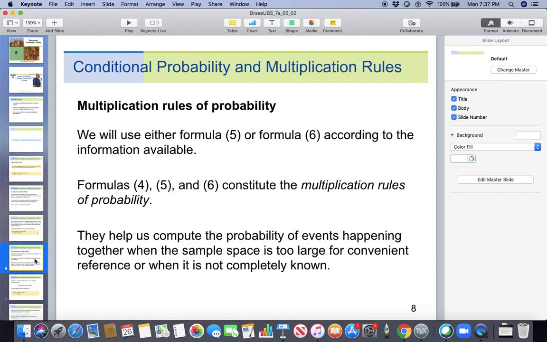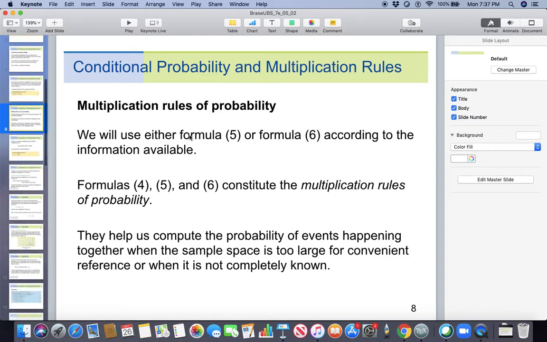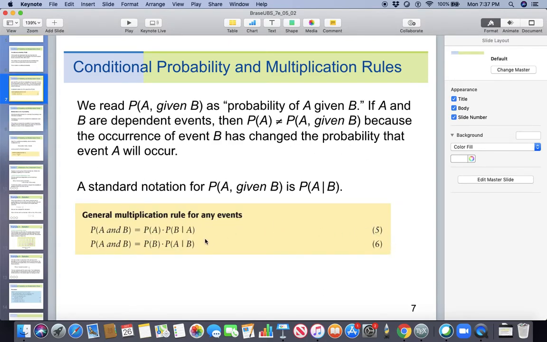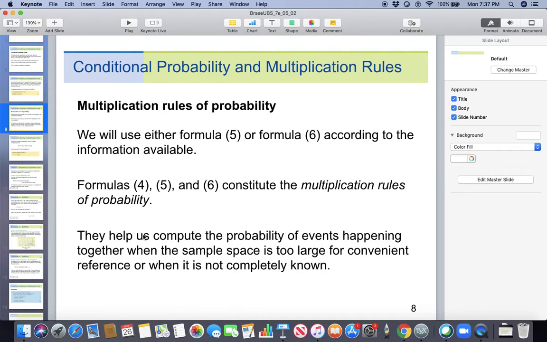All right. Now, multiplication rules for probability. We will use either formula 5 or formula 6 according to the information available. So 5 is this, 6 is this. All right. Formulas 4, 5 and 6 constitute the multiplication rules of probability. They help us compute the probability of events happening together when the sample space is too large for convenient reference or when it's not completely known.